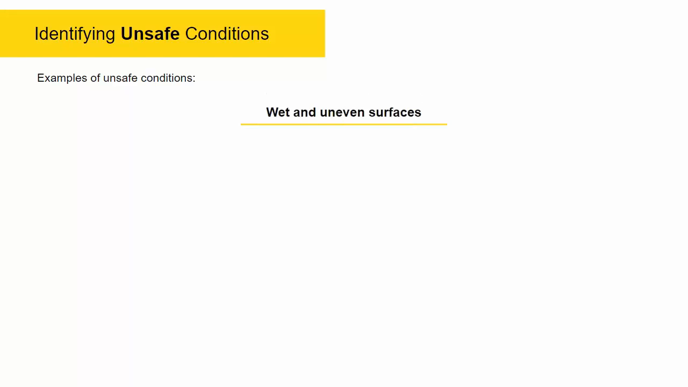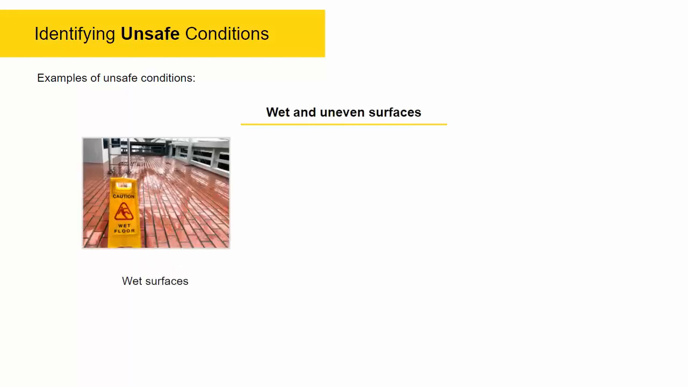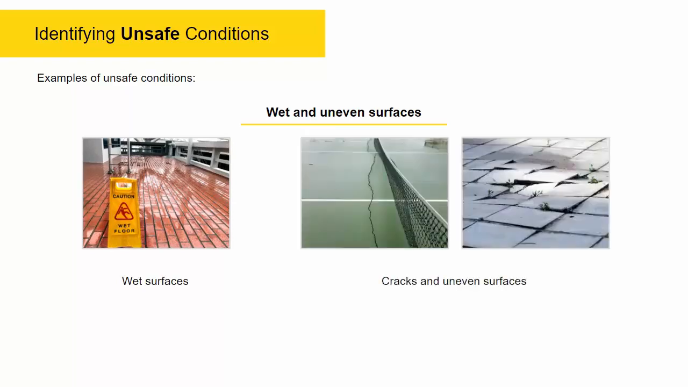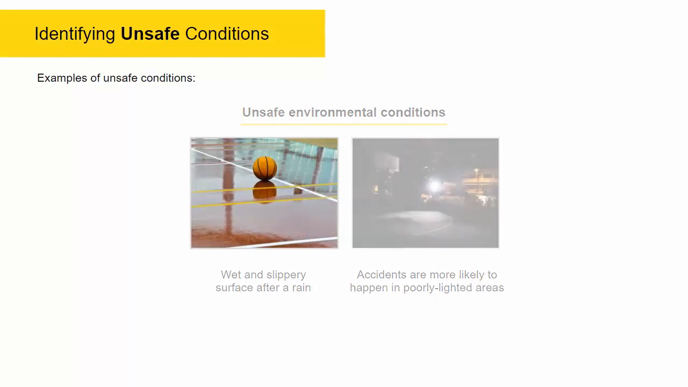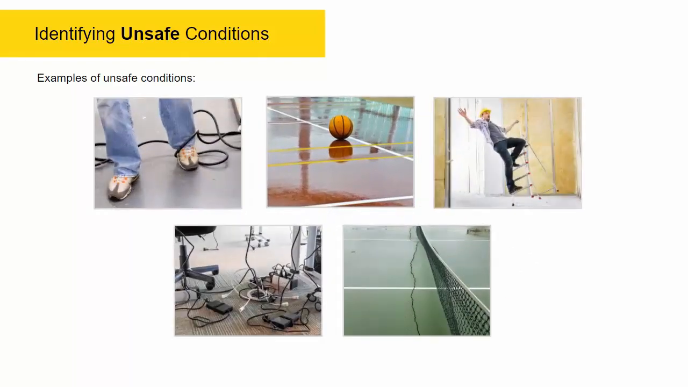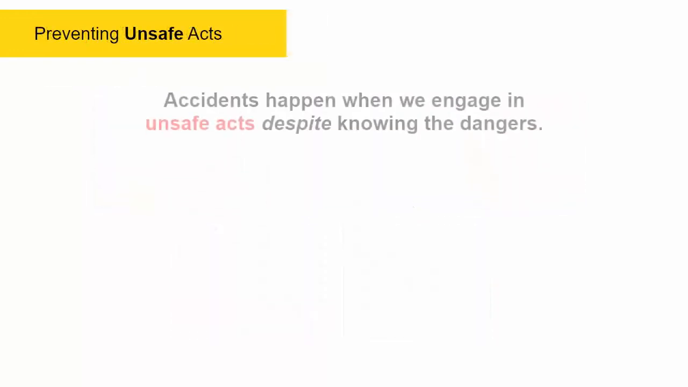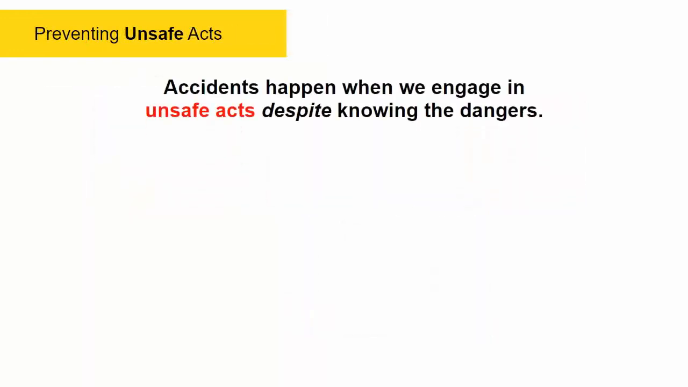Another unsafe condition is the presence of wet, dirty or uneven surfaces. You may slip and fall on wet floors, or trip over cracks on surfaces when playing sports. Unsafe conditions could also be due to the natural environment, such as rain and lighting conditions. You can see that we are exposed to various unsafe conditions on campus every day. Accidents are likely to happen if we persist on acting unsafely despite knowing the dangers.